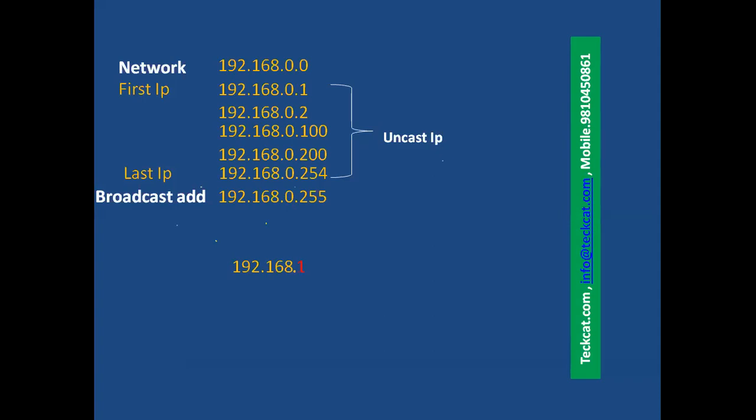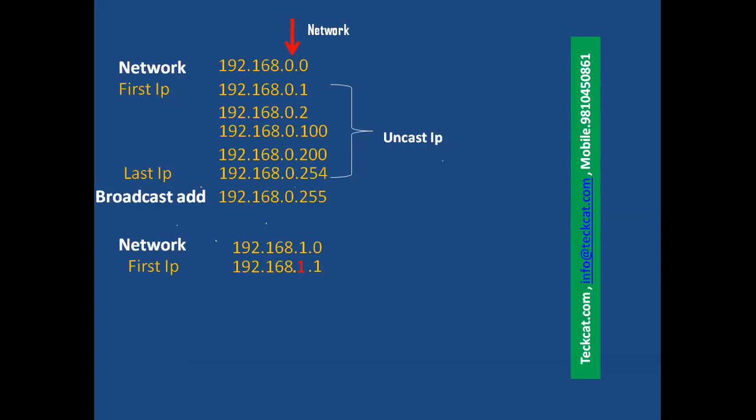Understand? Now, when 0 becomes 1, this IP 192.168.1.1 belongs to the second network exactly. But which network? The 192.168.1.0 network. What does it mean?